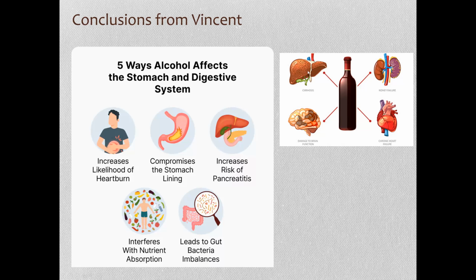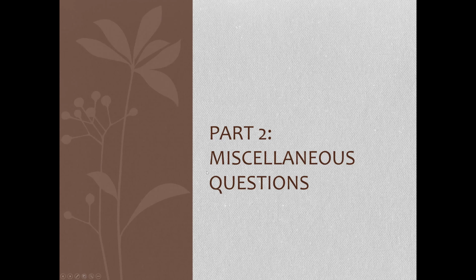And then, of course, alcohol can also affect other systems. It can cause kidney failure, it can cause problems with the heart, and it can cause damage to brain areas. Basically, alcohol is a poison, so it shouldn't be surprising that it has this widespread damage on the body's systems. So now we're done with Vincent, and we'll move on to part 2, some miscellaneous questions.